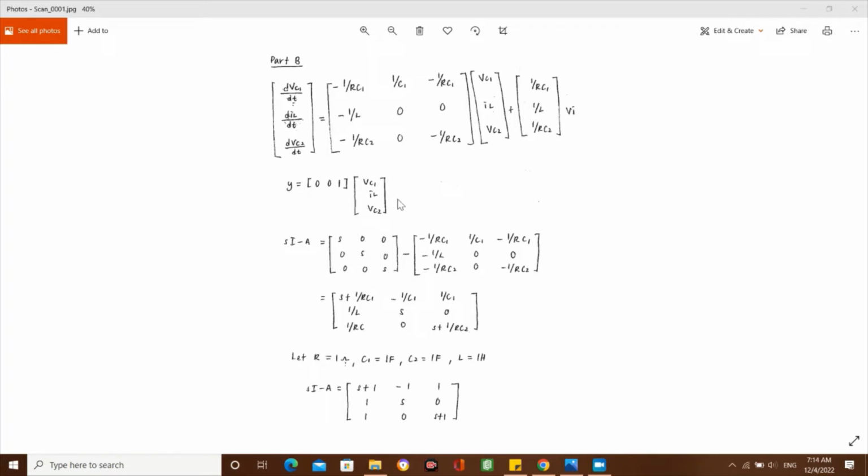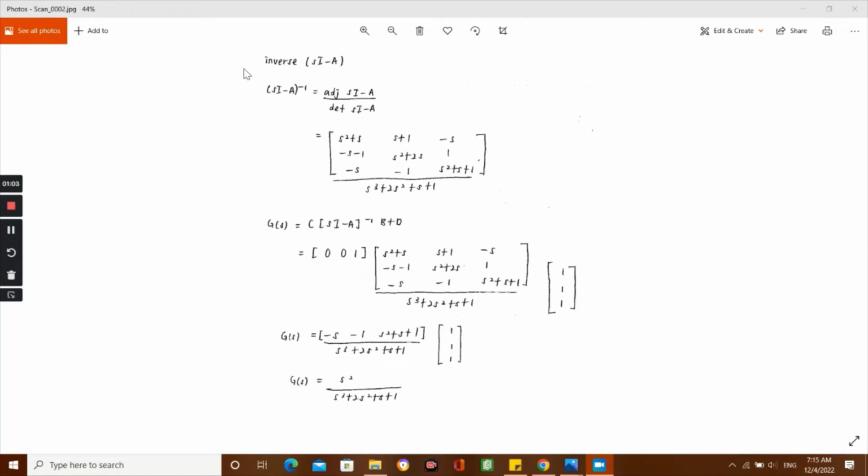First, we need to obtain the state space representation from part A, and then we calculate the value for sI minus A. sI is the identity matrix times s, minus matrix A. Then we get this matrix. Then we replace R, C1, C2 and L with 1. Then this is the final matrix that we get for sI minus A.